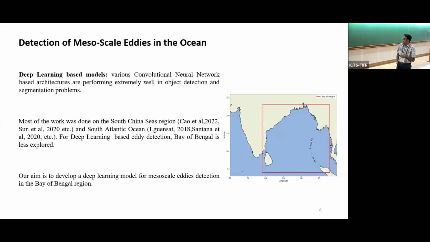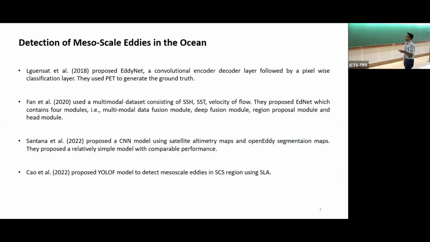And here we are trying to develop a deep learning model for the detection of mesoscale eddies in the Bay of Bengal. There is literature that has used a deep learning model for the detection of the eddy, which is often known as a convolutional neural network, based on encoder and decoder layers, and they call it the EddyNet.